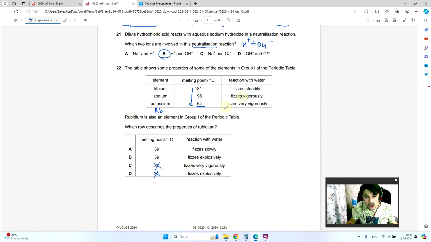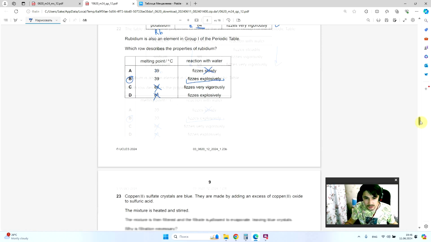Okay, now look at the next property, a reaction with water. So reactivity down the group increases, as you see, fizzes steadily, vigorously, and very vigorously. And you need to pick up the option which describes the most vigorous reaction. So fizzes slowly is not our option. Fizzes explosively, yep, that's it. That is the maximum degree that you can use to describe its reactivity in this trend. So option B is the correct answer.